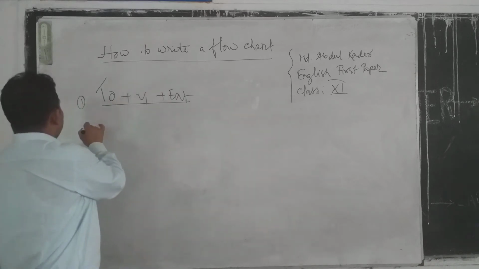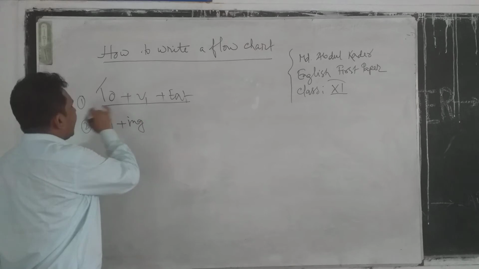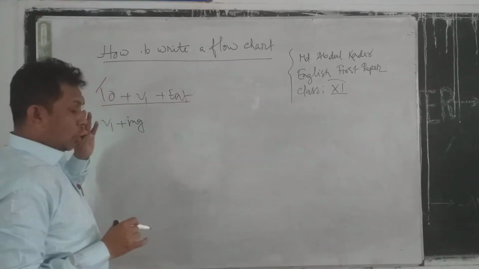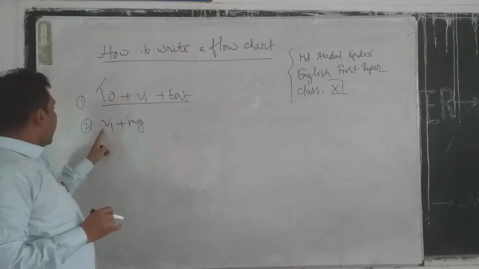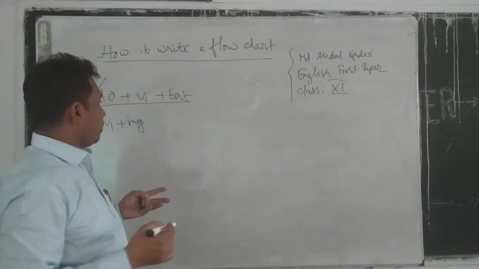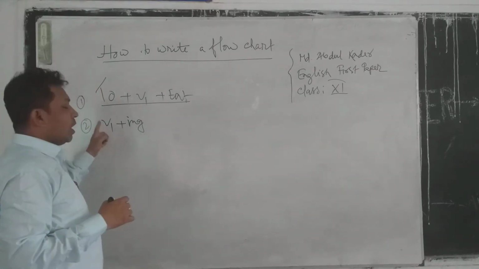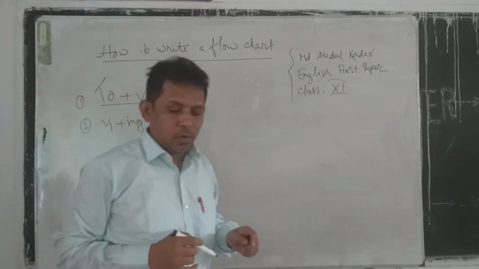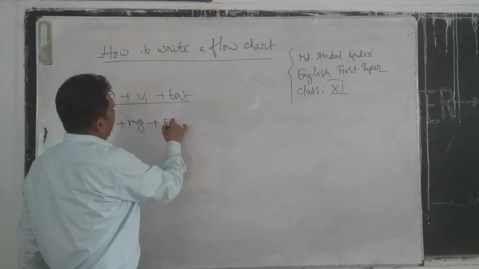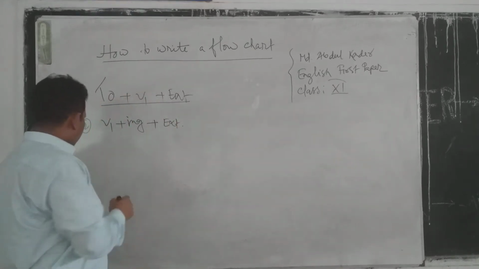Okay, my dear students, another one you can have is B1 plus ing. That means the short notes will be started with B1 plus ing. That means the ing will be added with the present form of the verb. And another also you can have: extension.